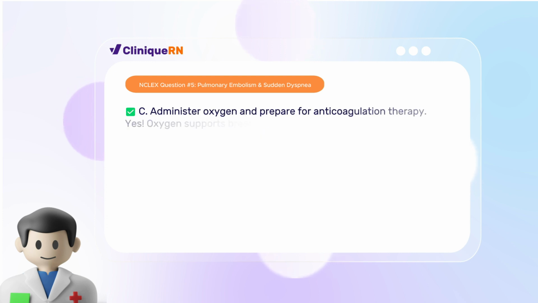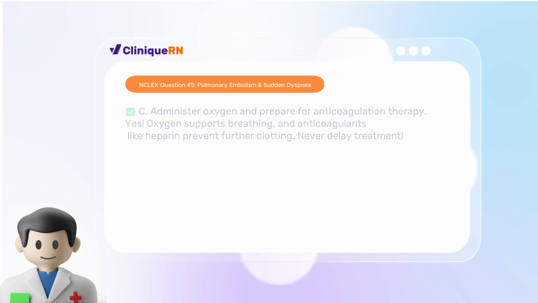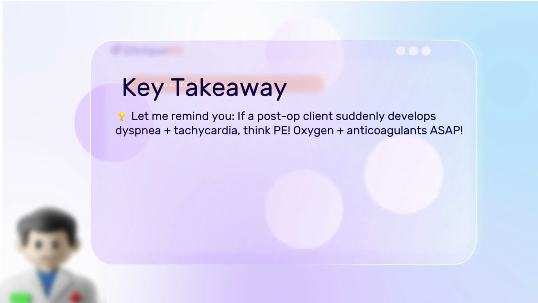C. Administer oxygen and prepare for anticoagulation therapy. Yes. Oxygen supports breathing, and anticoagulants like heparin prevent further clotting. Never delay treatment. D. Place the client in the Trendelenburg position. Incorrect. Trendelenburg is not used for PE. It can worsen breathing difficulty. Let me remind you, if a post-op client suddenly develops dyspnea plus tachycardia, think PE: oxygen plus anticoagulants ASAP.